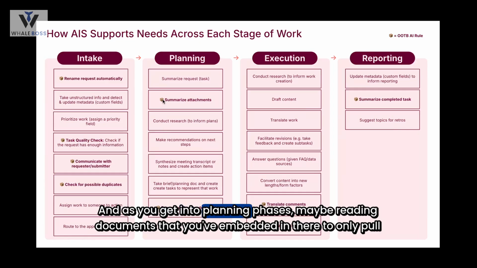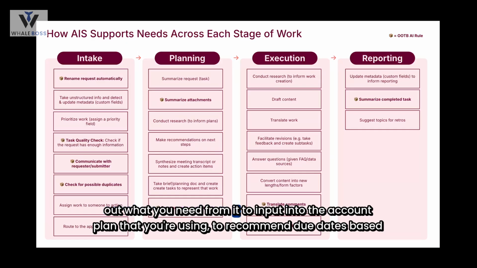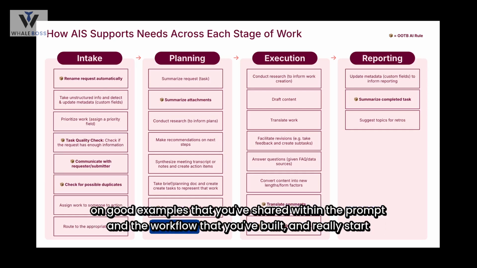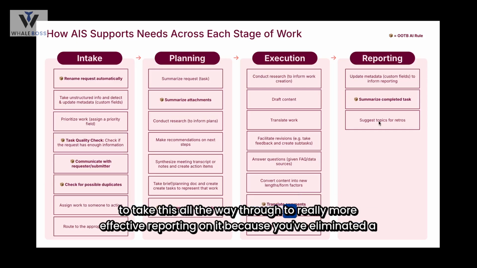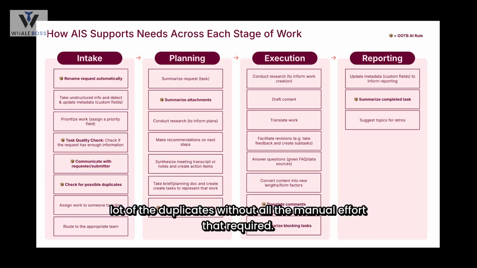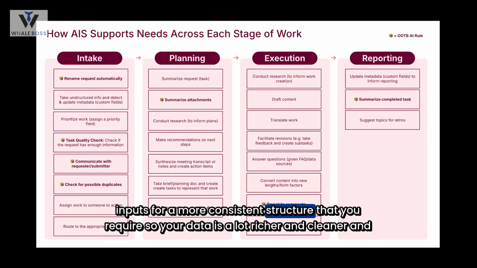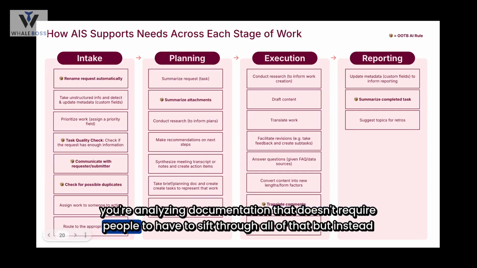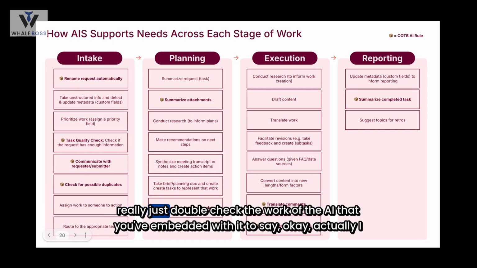And as you get into planning phases, maybe reading documents that you've embedded in there to only pull out what you need from it to input into the account plan that you're using, to recommend due dates based on good examples that you've shared within the prompt and the workflow that you've built, and really start to take this all the way through to more effective reporting, because you've eliminated a lot of the duplicates without all the manual effort that required. You've renamed inputs for a more consistent structure that you require, so your data is a lot richer and cleaner, and you're analyzing documentation that doesn't require people to have to sift through all of that, but instead really just double check the work of the AI that you've embedded with it to say, hey, actually, I approve this.